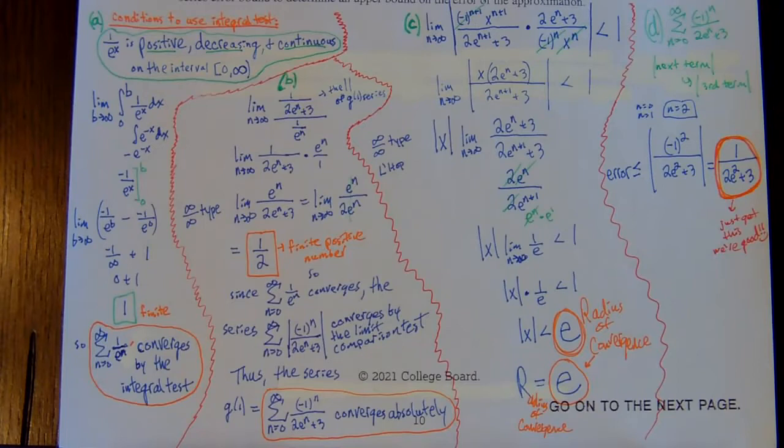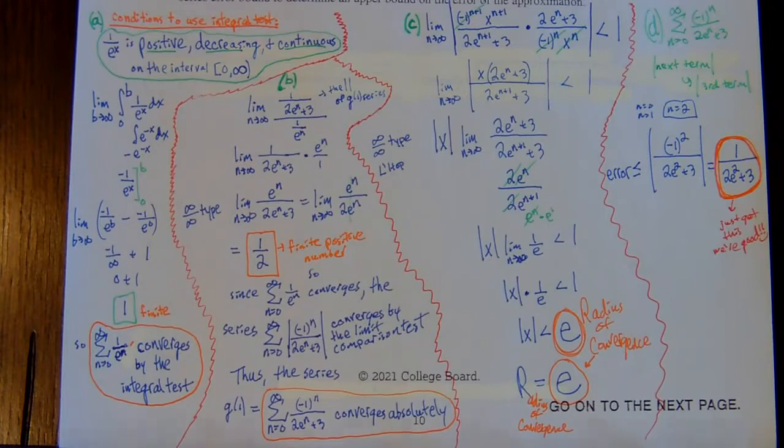this problem. We've got Maclaurin series, radius of convergence, the integral test, the limit comparison test, and just finding that next term to find the error. It's a loaded problem. There's all my work, all my answers right there. Let's walk through it.